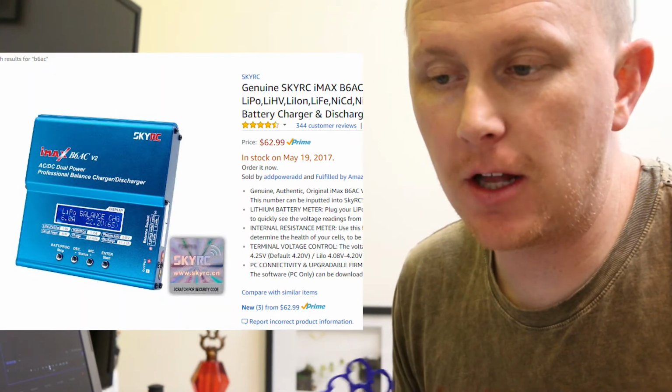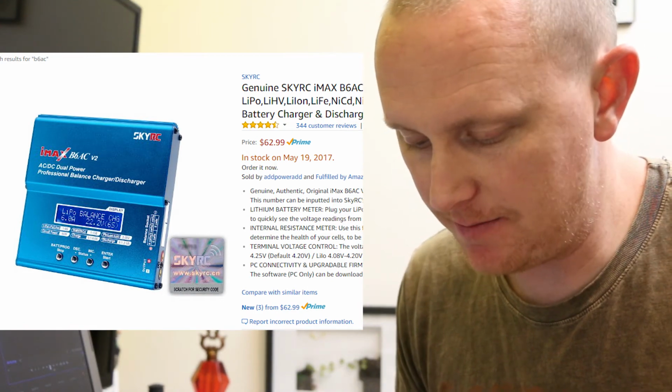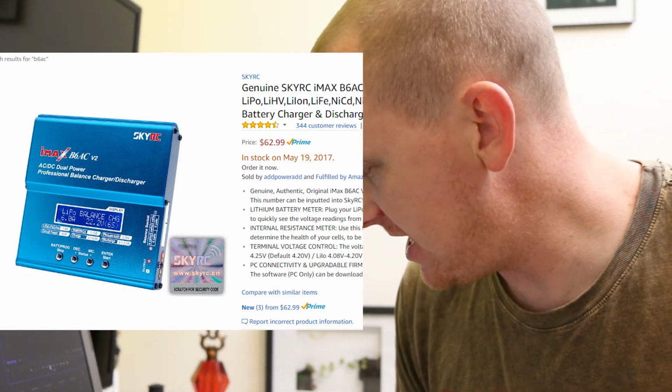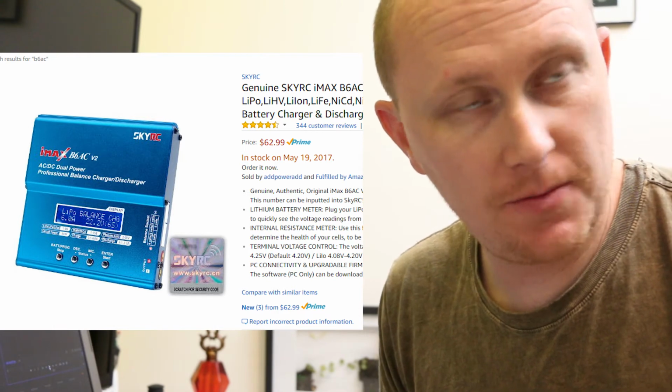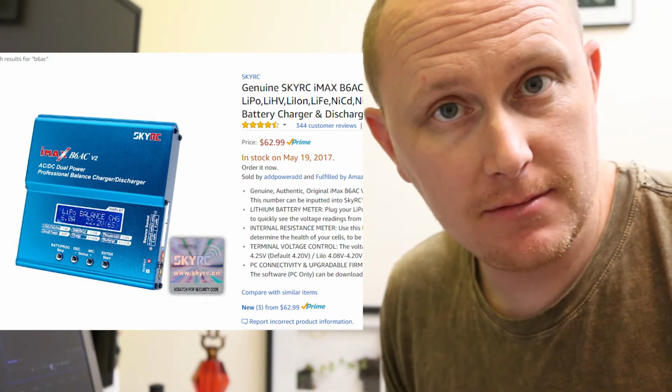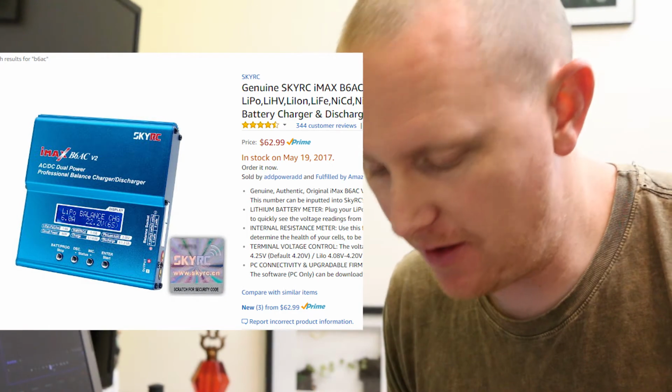And soon I'm going to be buying one of these. Amazon's got them available on the 19th of May. It's a SkyRC battery charger balancer discharger thing. If you have any information on those, please let me know.